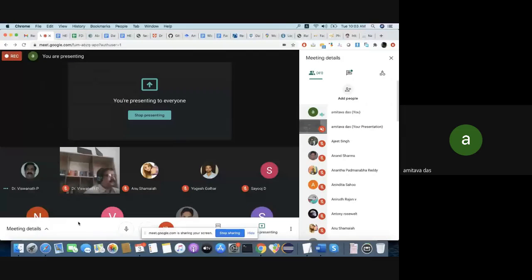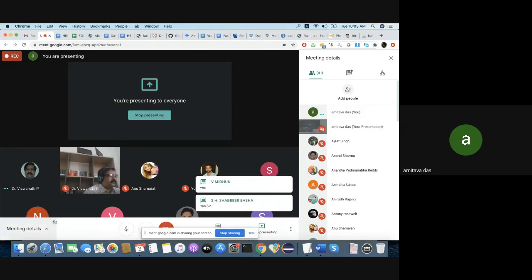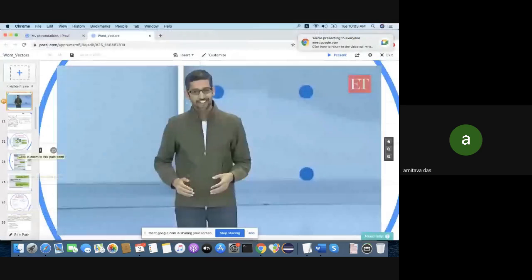Did anybody try Smart Compose in Gmail? It came out two years back. You type just one word, and it predicts a whole sequence of words. Yes, sir. Okay, good. So that's a language model.